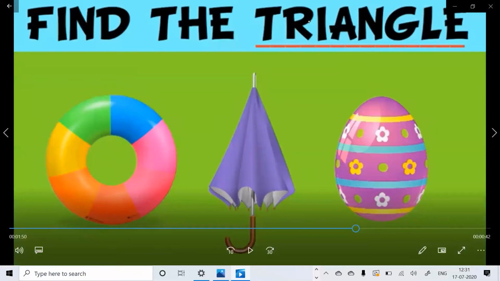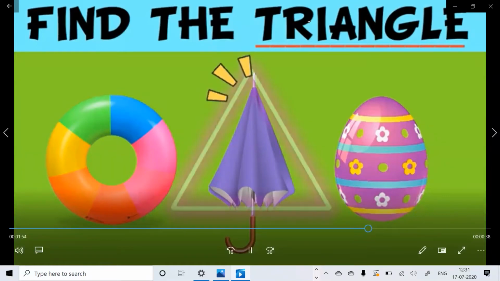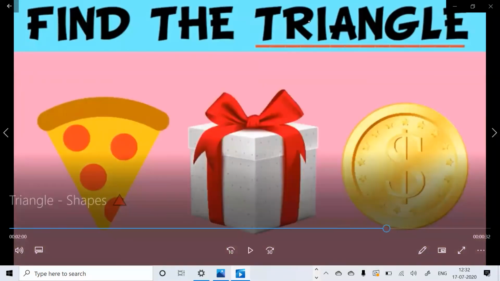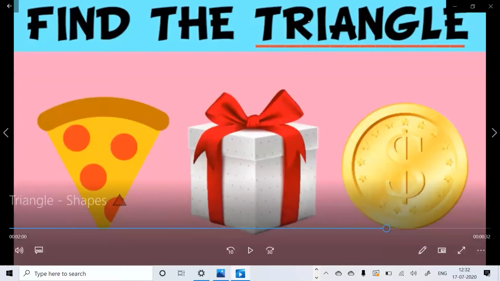What is the triangle over here? Umbrella, yes, very good everyone, very good. Find the triangle. That's right. What's the triangle over here? Pizza, yes, the slice of pizza, is it triangle shape? Very good, everyone.